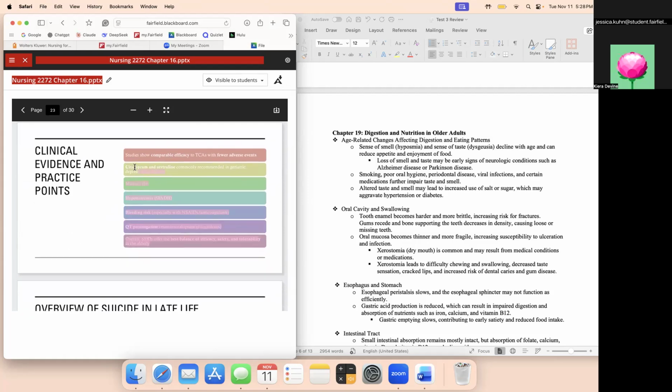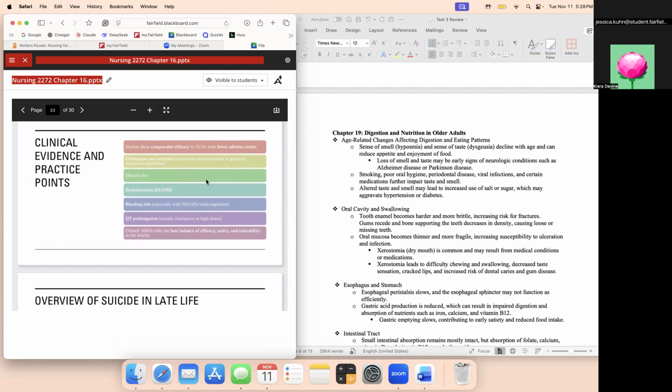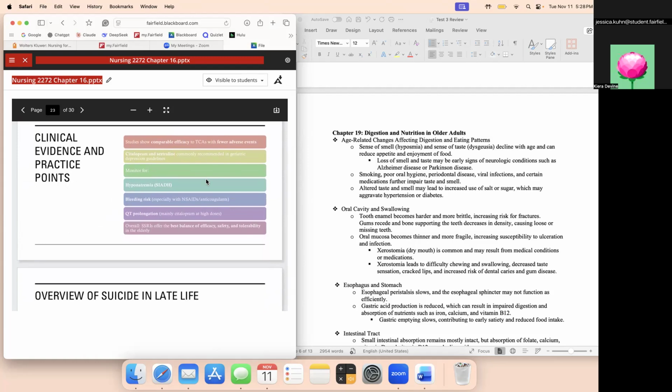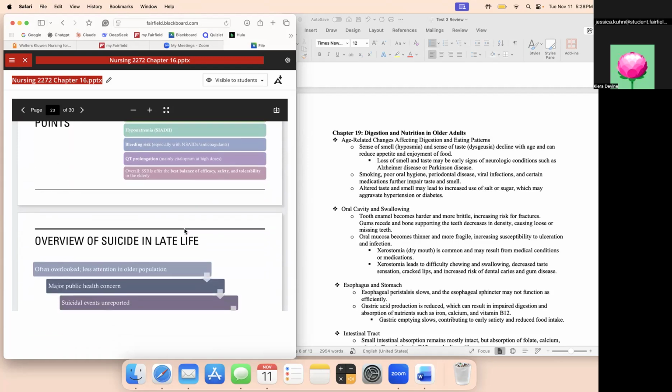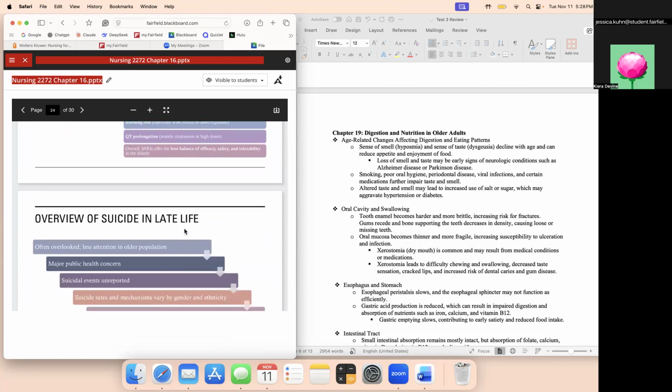TCAs, these are those same ones that we talked about before. Commonly recommended in geriatrics. So at least three times she talks about using SSRIs, and these two are SSRIs. So I would know that. Monitor for hyponatremia, bleeding risk, QT prolongation. Overall, SSRIs are the best balance for efficacy, safety, and tolerability.